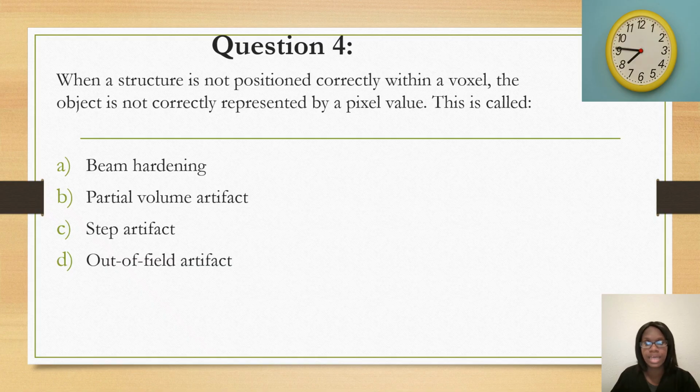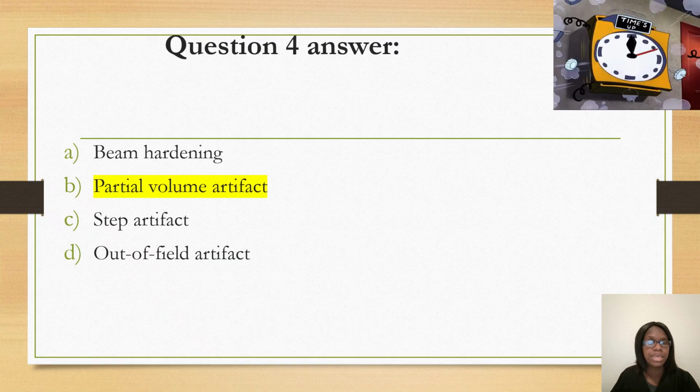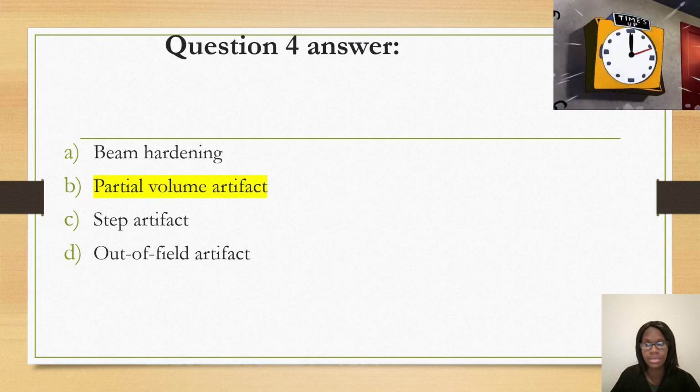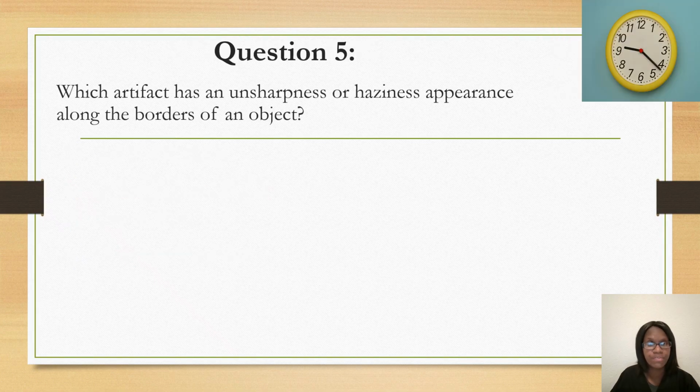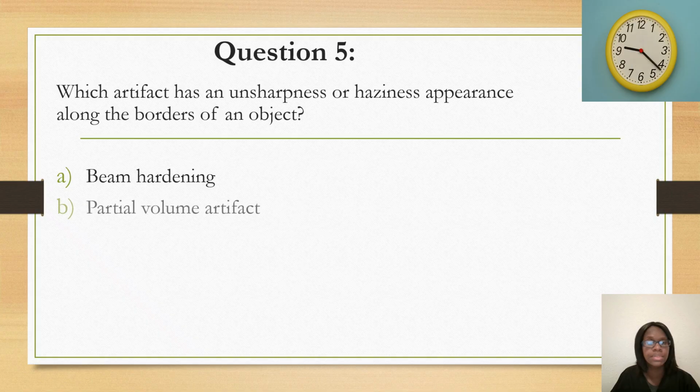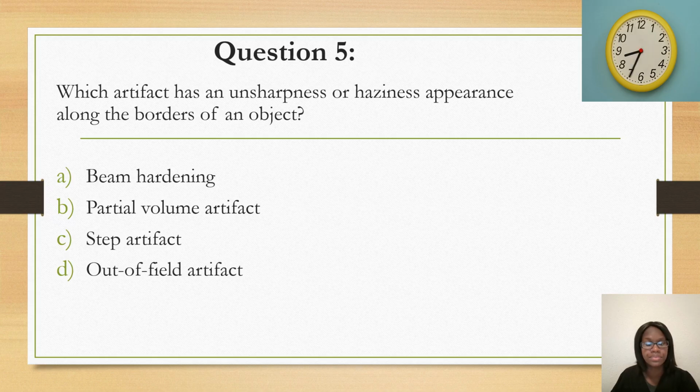All right, the correct answer is B. Partial volume artifact. Question 5. Which artifact has an unsharpness or haziness appearance along the borders of an object? A. Beam hardening. B. Partial volume artifact. C. Step artifact. Or D. Out of field artifact.